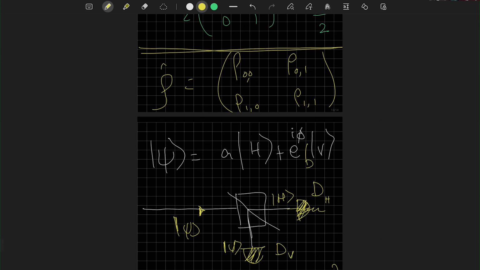This mod square is independent of phi. But phi exists. When you take the mod square, all of this term disappears. But this term is there in the quantum state, so you want to measure it. How do you measure it? Quantum state amount, how do you measure it?